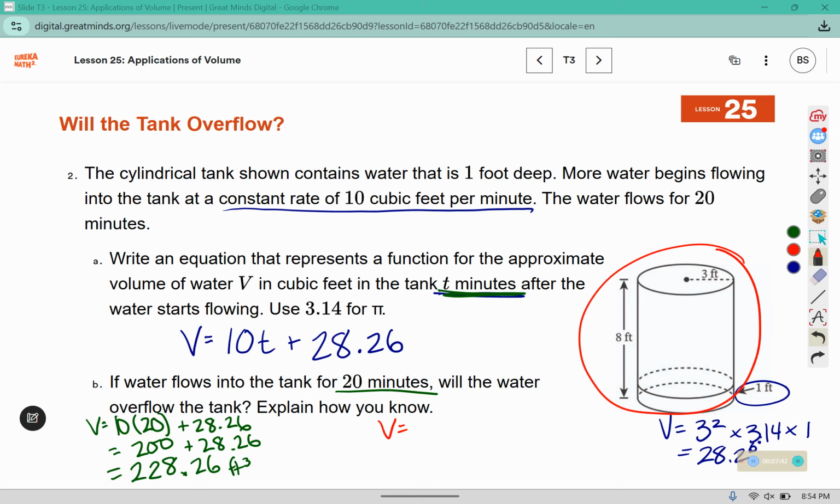It has a radius of 3 and a height of 8. 3 squared is 9. 9 times 3.14 times 8 is 226.08 feet cubed. So will the water overflow? Yes, since it's got 228.26 and that is greater than 226.08, the water will overflow.